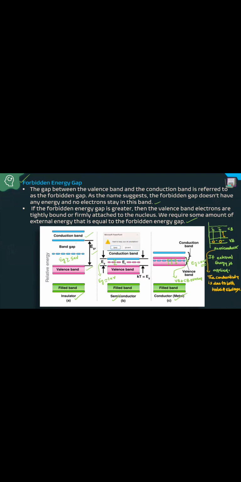Students, but you know that in case of conductors, just a minute, I'm adding the slide.